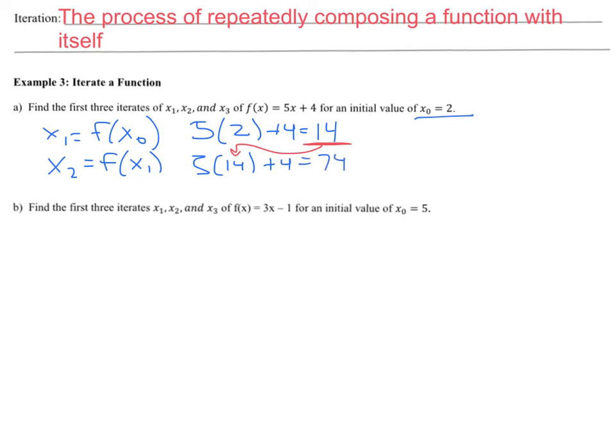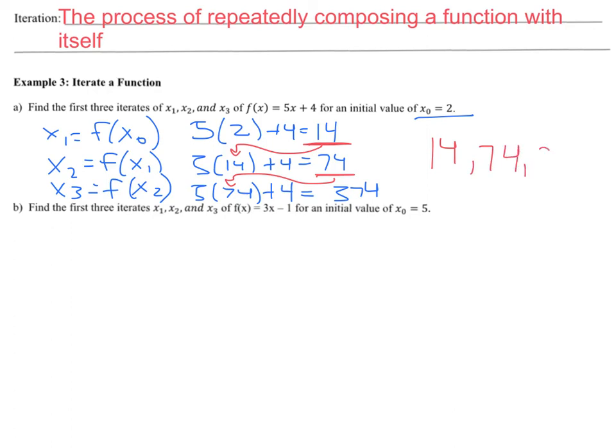Then we're going to iterate the function again. So we have x sub 3 is equal to f of x sub 2. Again, same process. That 74 is going to get plugged into our new formula. So we have 5 times 74 plus 4, and that's going to equal 374. And so they asked for the first 3 iterates. Our first 3 iterates are 14, 74, and 374.